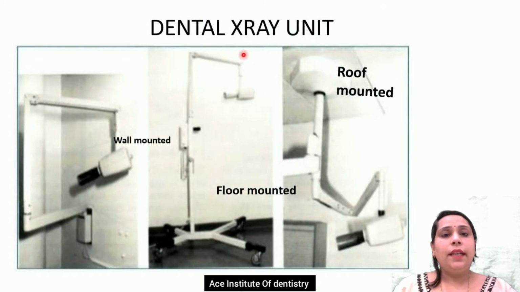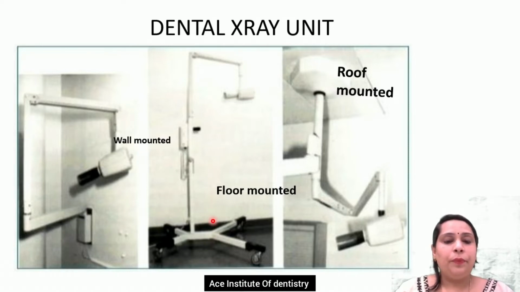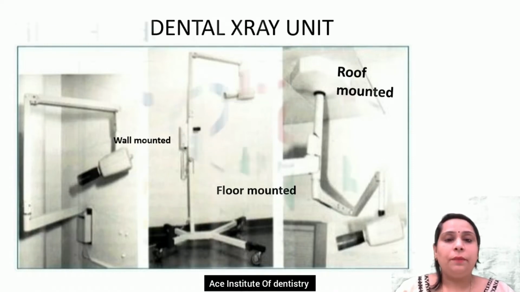How is this dental X-ray unit? It can be a wall mount. This is a floor mount, where it has a stand. If we have a floor mount, it is easy to move from one room to another room. If it is a wall mount, we can't move the X-ray unit, so it has to be placed there only. And we have another type called a roof mount, where the base is mounted to the roof. The roof mount and the wall mount cannot be moved, whereas the floor mount can be moved from one room to another. So based upon your need and convenience, you can purchase any one.